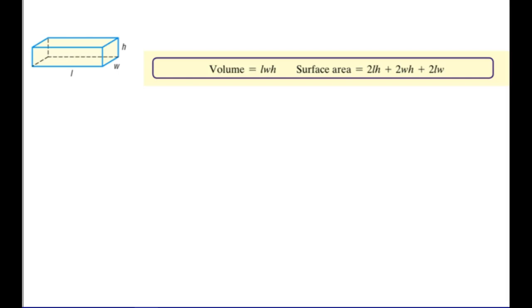So now some three-dimensional figures, right? So I can have this shape. To find the volume, I multiply all my sides together. To find the surface area of a three-dimensional shape, I find the areas of all the different sides and I add them together.